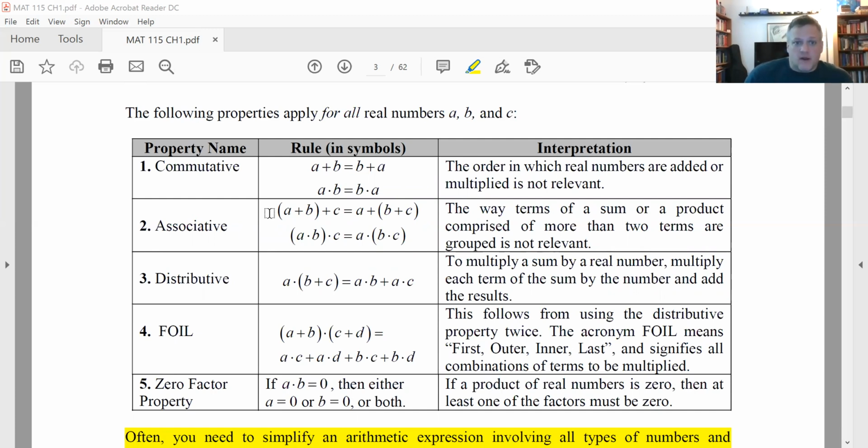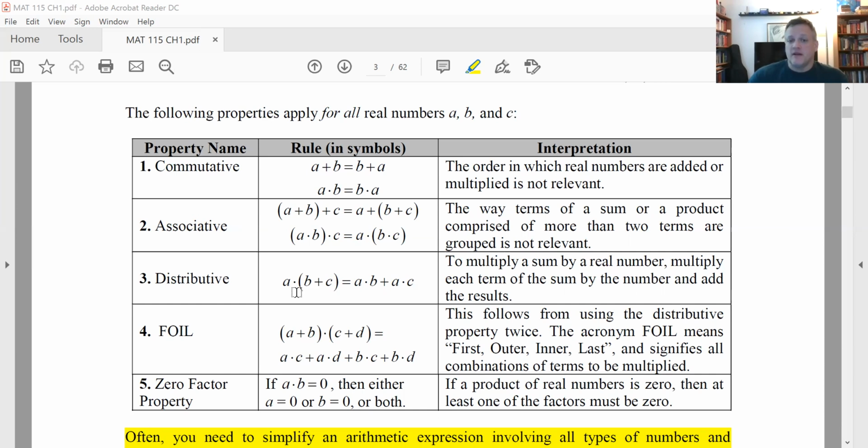For associative property, you can group terms of a sum or of a product in different ways and you'll get the same thing back. So if you want to add the first two numbers, or if you want to add the last two numbers, that's fine. Go ahead and do that. You'll get the same thing back. Same with products.